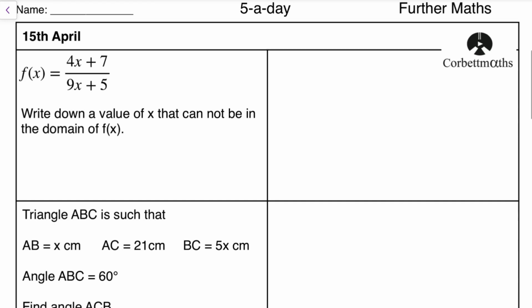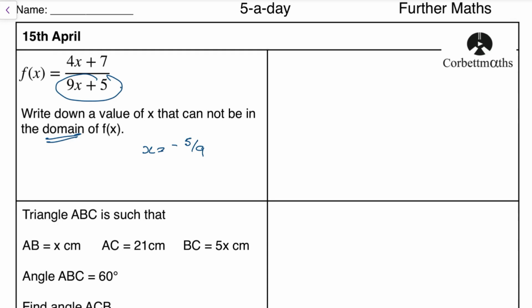Okay, for these questions here, it's about understanding that the domain can only be certain values. So normally you can put all values you want in, but certain values are going to make the function break. And which value makes the function break? Well, that is going to be the value minus 5 over 9.